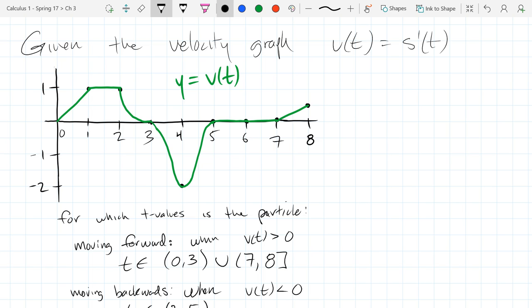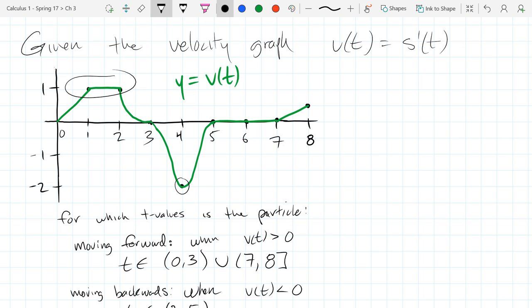Is it between 1 and 2? Is it in this? Or is there somewhere else we have a larger speed? So what about 4? What about down here? Somebody's reversing really quickly. So we're going backwards twice as much, with twice as much speed as we ever went forwards in this position graph here, or in this velocity graph.